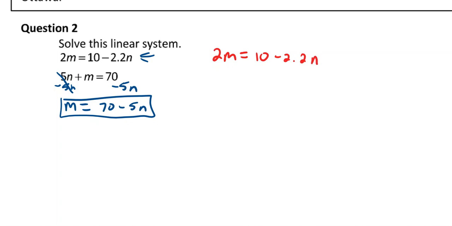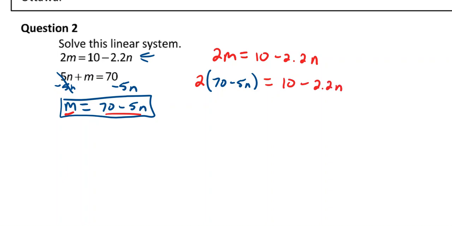All right, so m is equal to this, right? So this is going to be going in right there. That's what m is. It's equal to 70 minus 5n. So we'll throw that in. So this will be 2, and then instead of an m, I've got 70 minus 5n, and that's equal to 10 minus 2.2n.